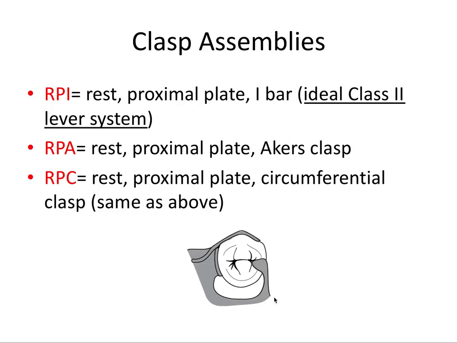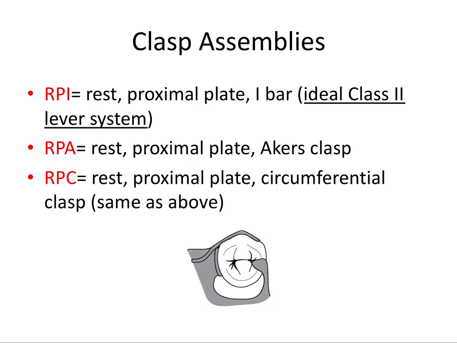Alright, so we've talked about a bunch of different clasps and clasp designs. Now we have some particular clasp assemblies, and this is referring to the whole direct retainer. We talked about all the components, the rest, minor connector, and all of the clasp arms included. And so here are some handy names to remember. The RPI stands for rest, proximal plate, which again is a specific type of minor connector, and I for I-bar. And so we talked about rest, we talked about proximal plates, and we just talked about the I-bar infrabulge clasp design.